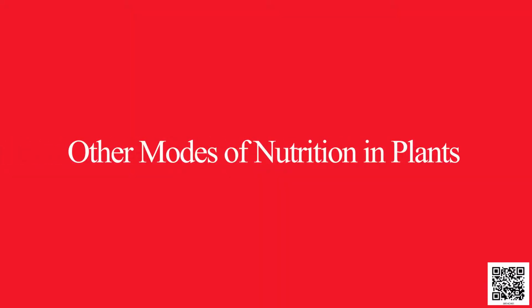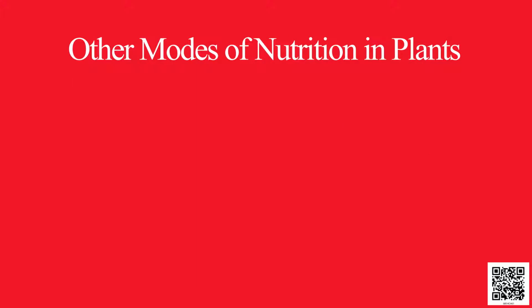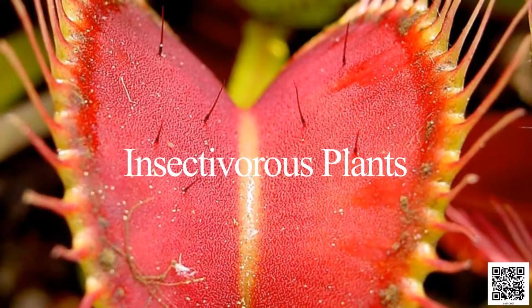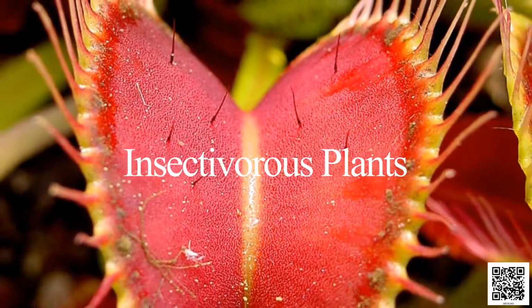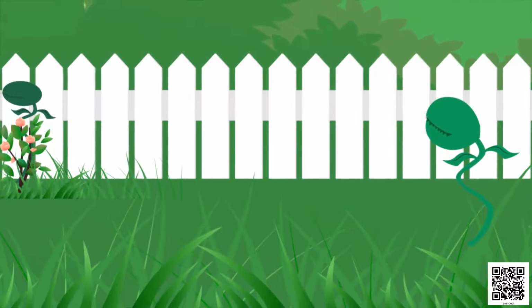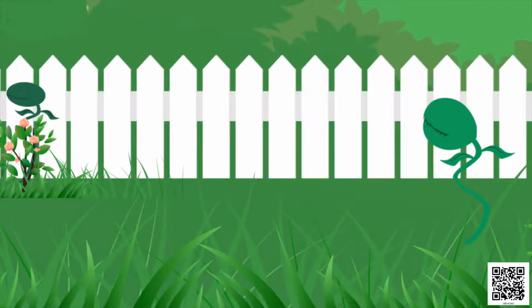Other modes of nutrition in plants. We have already discussed about parasites. Along with this, there are two other methods of nutrition, which are insectivorous plants and saprophytes. Insectivorous plants. Children, have you seen or heard about plants which eat animals? The plants which eat insects are called insectivorous plants.